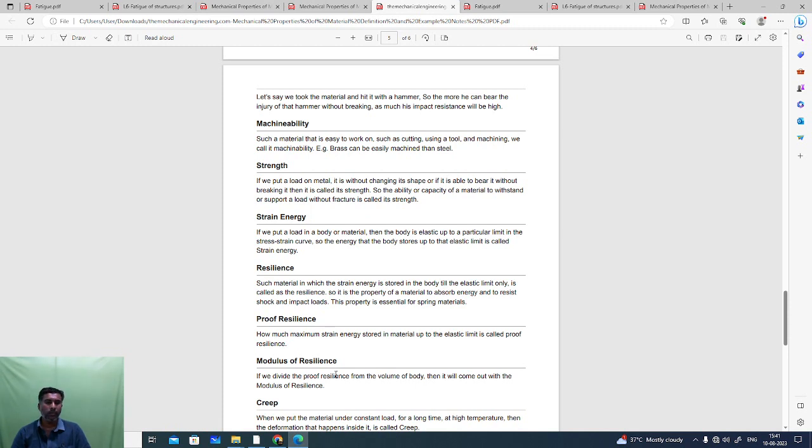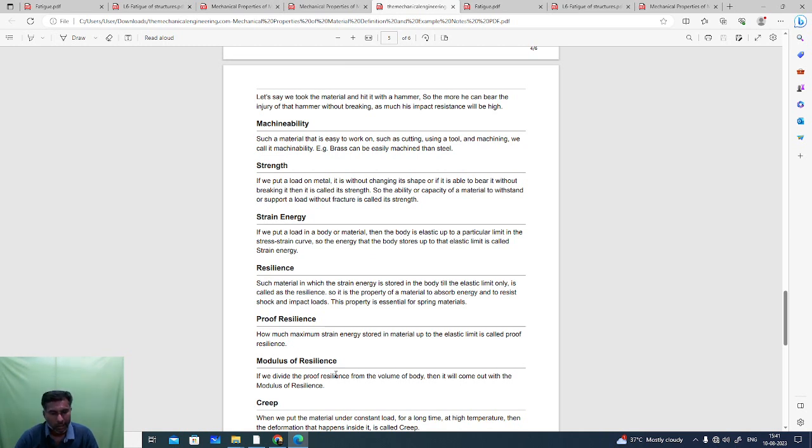Proof resilience. A material in which the strain energy is stored in the body till the elastic limit only is called resilience. It is the property of a material to absorb energy and to resist shock and impact load. This property is essential for spring material. What is the proof resilience? It is the maximum strain energy stored in the material up to the elastic limit. It's called proof resilience.